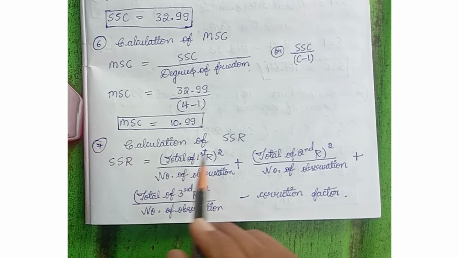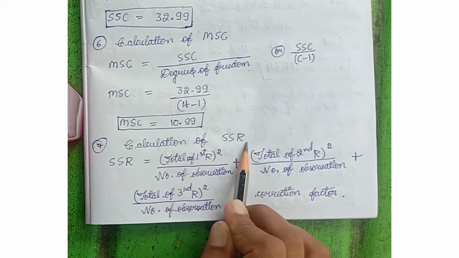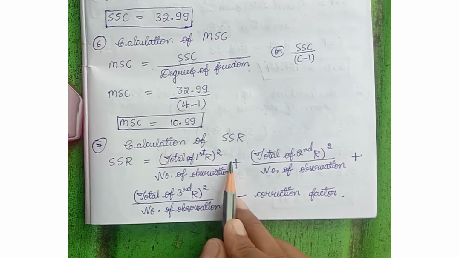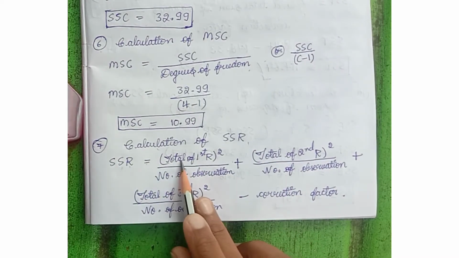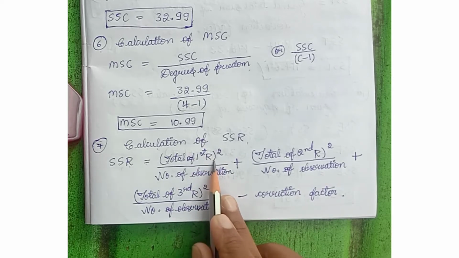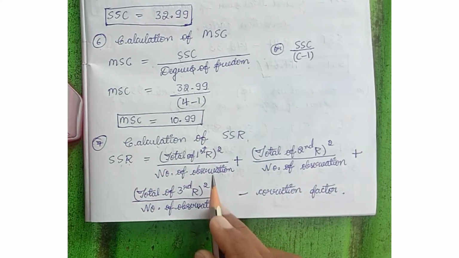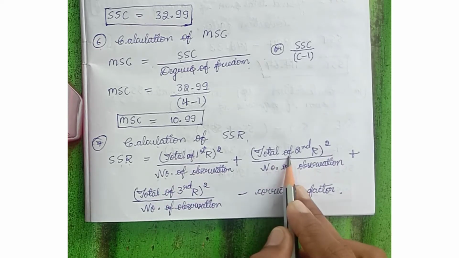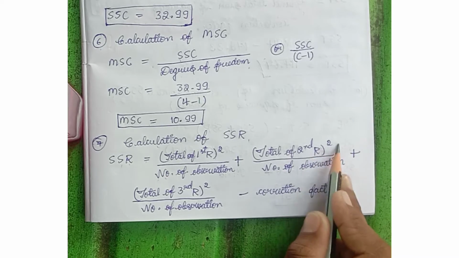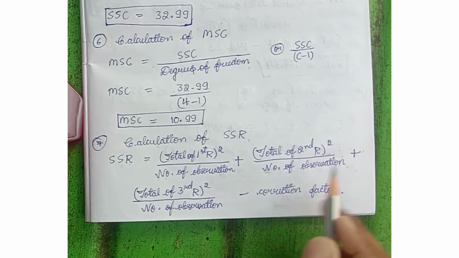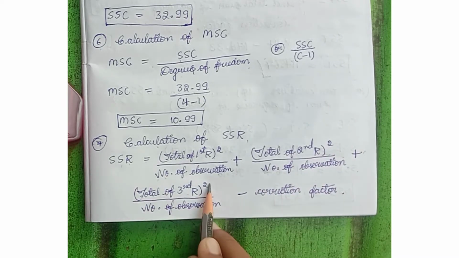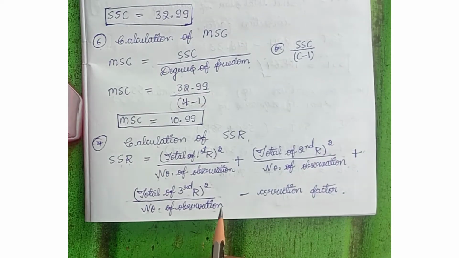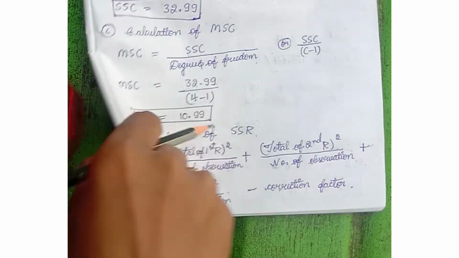So next, the seventh step is calculation of SSR. Same as we did for the columns, but here we are taking the rows' values. So SSR is equal to the total of the first row, whole square, divided by the number of observations, plus the total of the second row, whole square, divided by the number of observations, plus the total of the third row, whole square, should not forget this square, divided by the number of observations, minus the correction factor. R means row; I have written it in short form, but while you are writing, you have to write it in full as row.